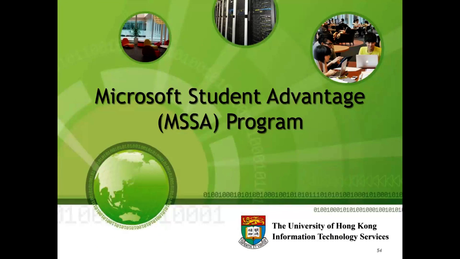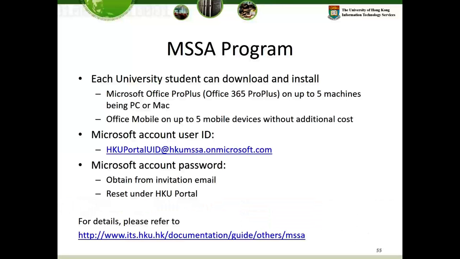The next thing I would like to talk about is the Microsoft Student Advantage Program, in short, MSSA. So what is it about? It is a program for students only. Under the MSSA program, each of our university students can download and install Microsoft Office ProPlus on up to 5 machines, being PC or Mac. And you can also install Office Mobile on up to 5 mobile devices without additional cost.